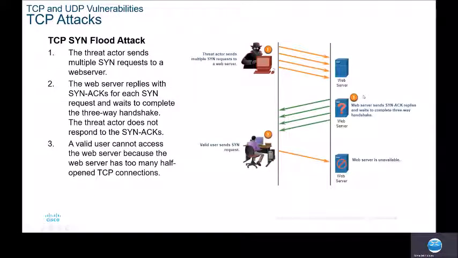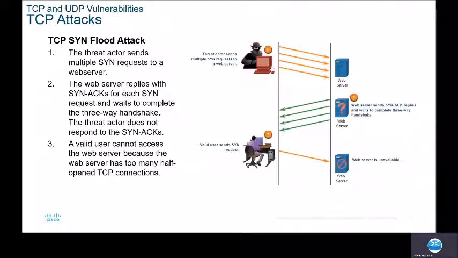Okay, so with a SYN flood attack, the threat actor sends multiple SYN requests to a web server. The web server replies with SYN-ACKs to each SYN packet, and the threat actor never sends the final ACK to complete the connection. So the web server, with all these SYN-ACKs that it has sent, has to keep track of all of these conversations, and it's using resources. And so a valid user cannot access the web server because too many half-open TCP connections have happened.